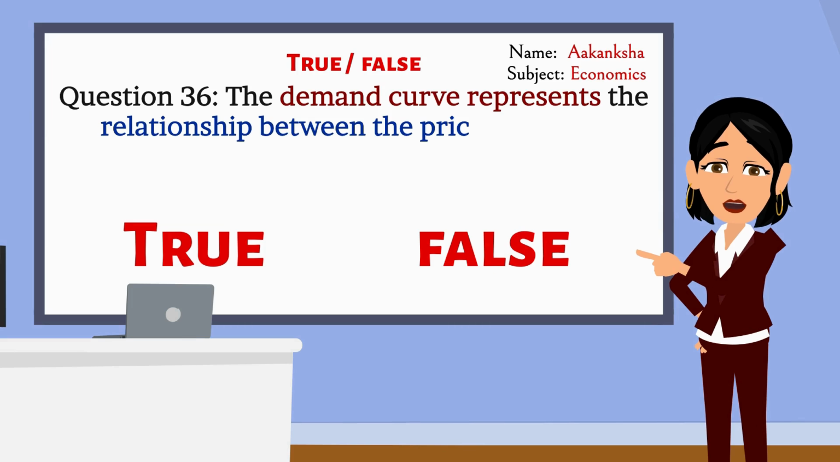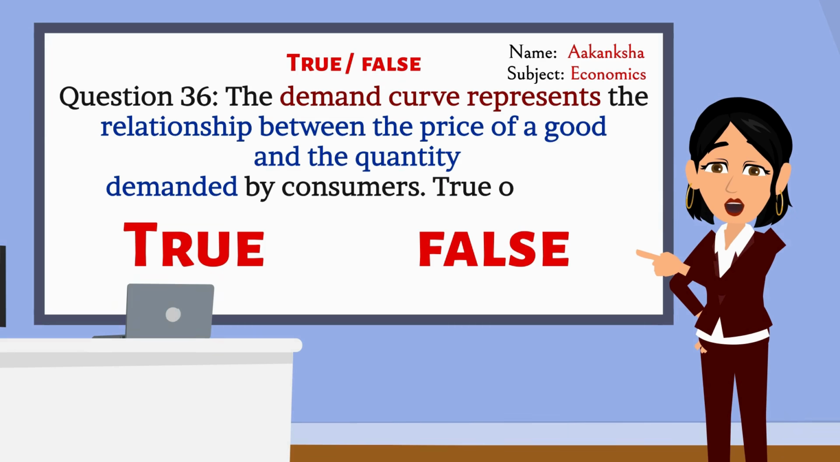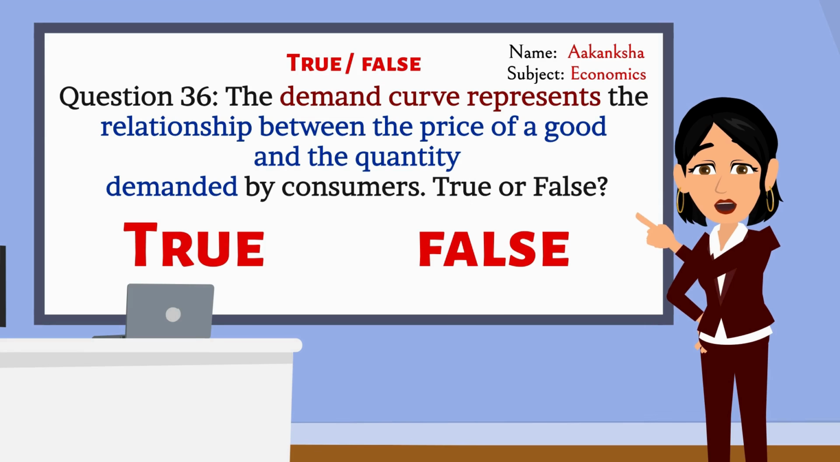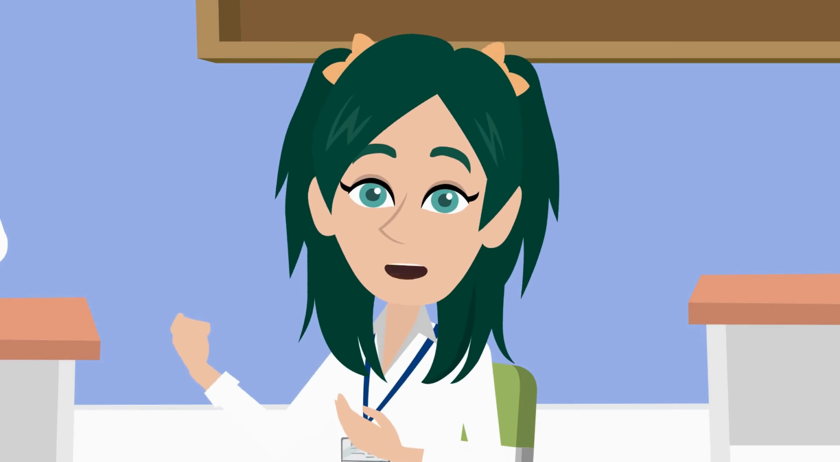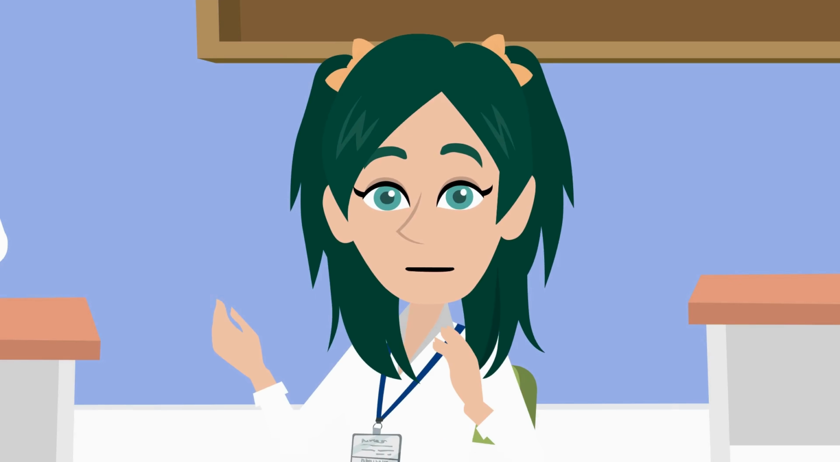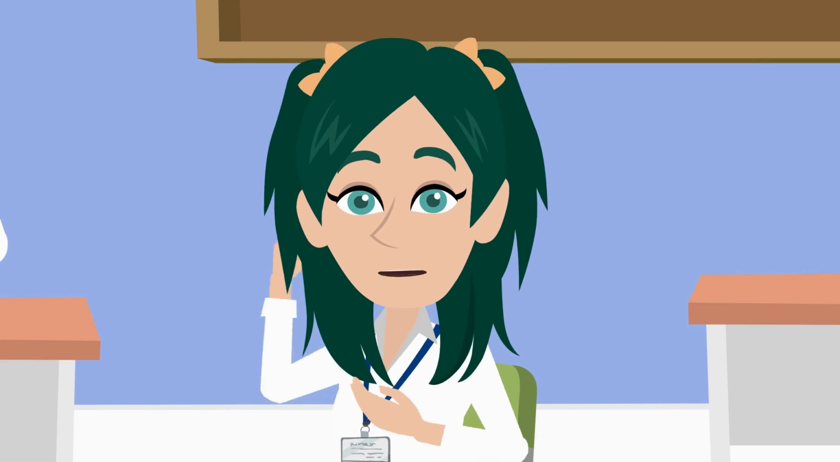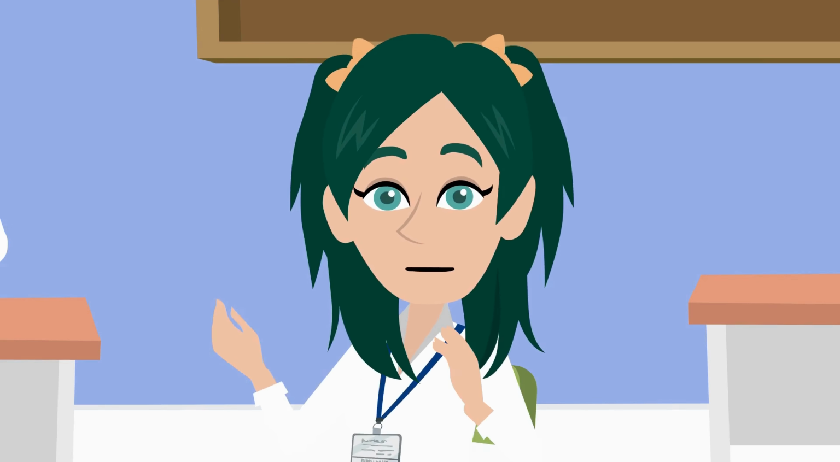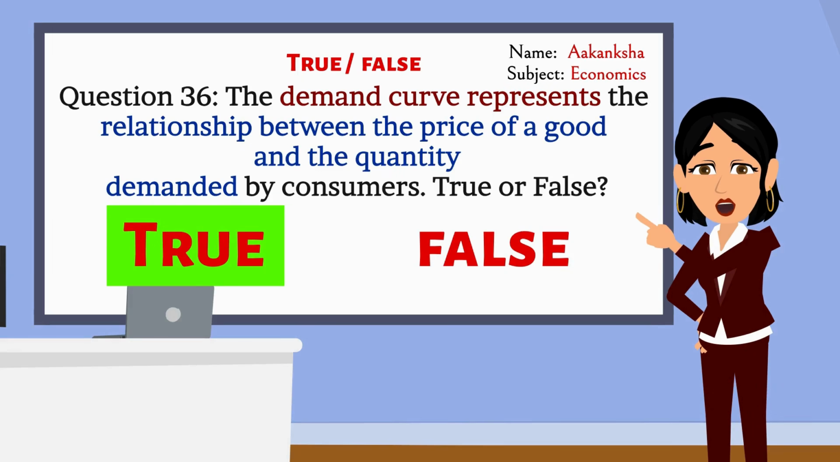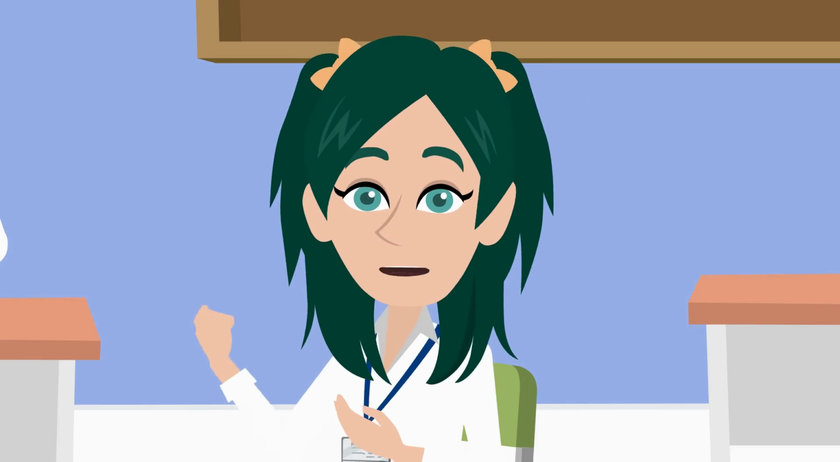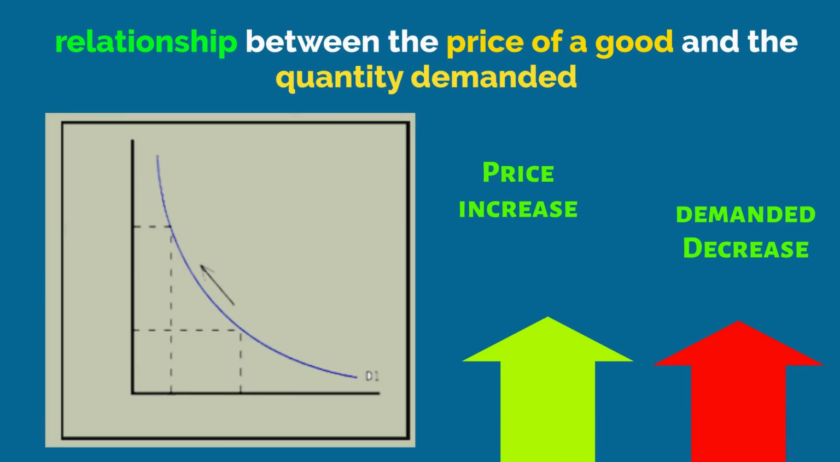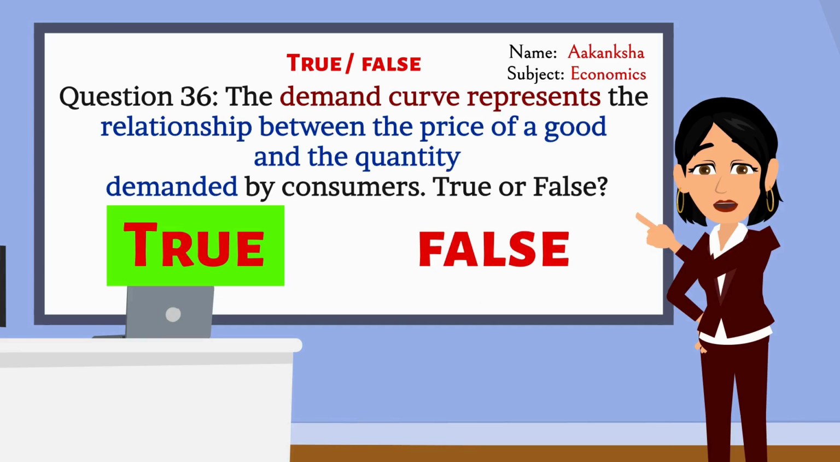Question 36. The demand curve represents the relationship between the price of a good and the quantity demanded by consumers. True or false? It's a true statement. Correct. Why is that true? The demand curve shows how changes in price influence consumer demand, holding other factors constant. Very good, Bushra. Nicely done.